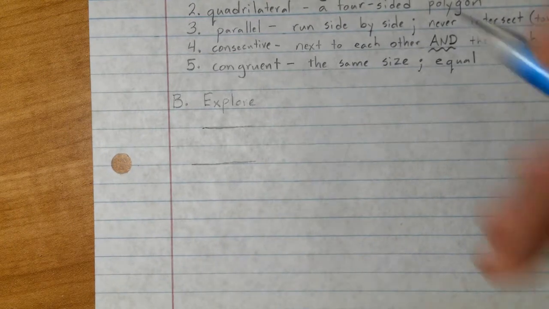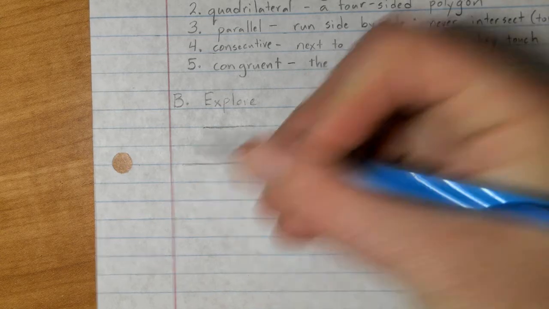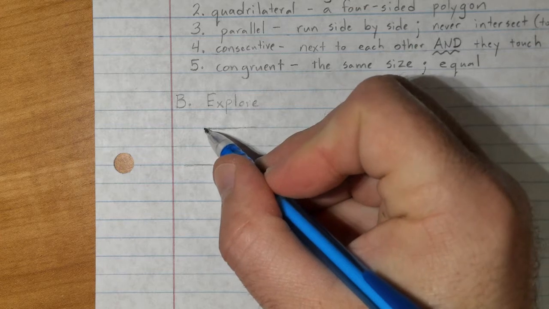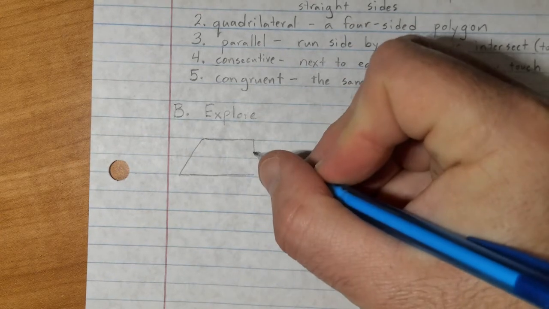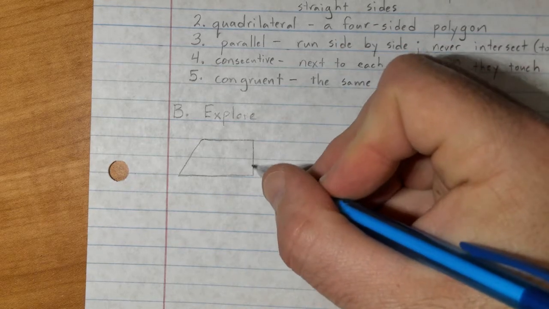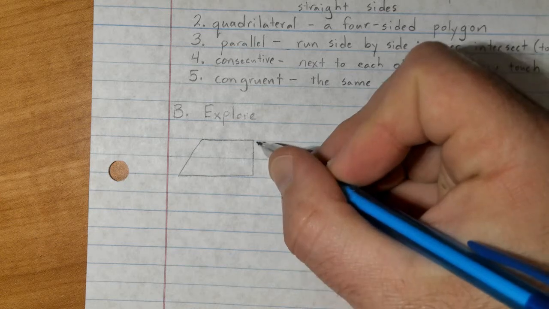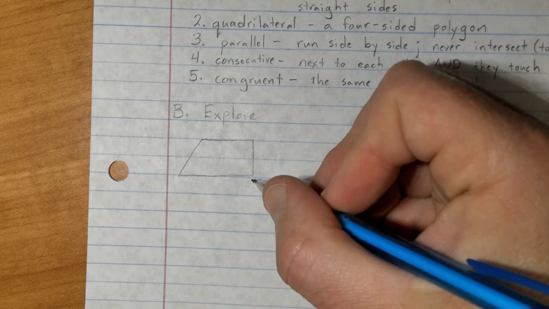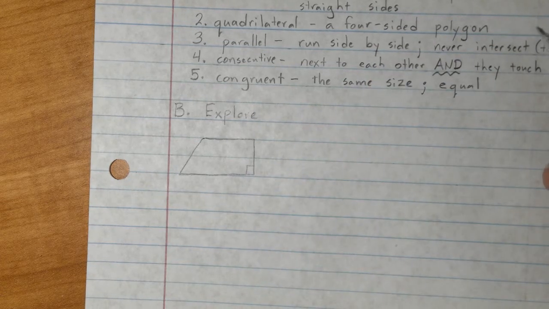Now, if you notice these parallel lines, they're pretty close in length, but they're not exactly the same. This one on the bottom is a little bit longer. If I connect them like this and like this, this line and this line are consecutive. This line and this line are consecutive. And they make a right angle.